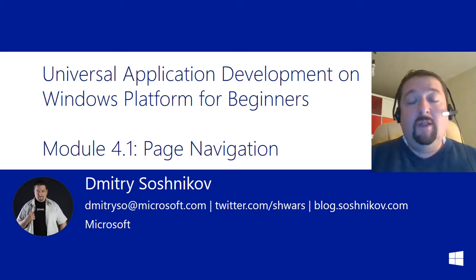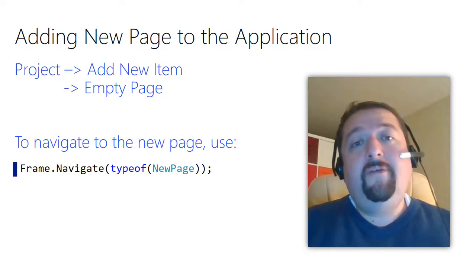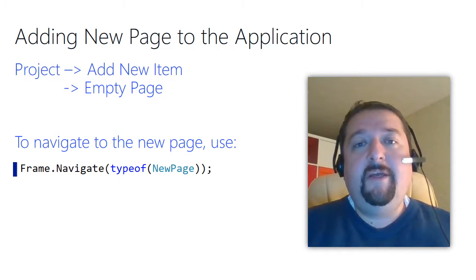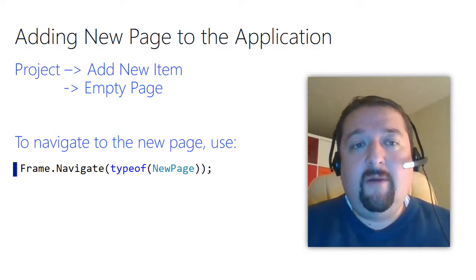Hello, and welcome to another module of our course on Universal Application Development on the Windows Platform. Today we will discuss how to create an application which consists of different pages and how to navigate between them. So first of all, if you need to create an application with different pages, you need to add a new page to your application.